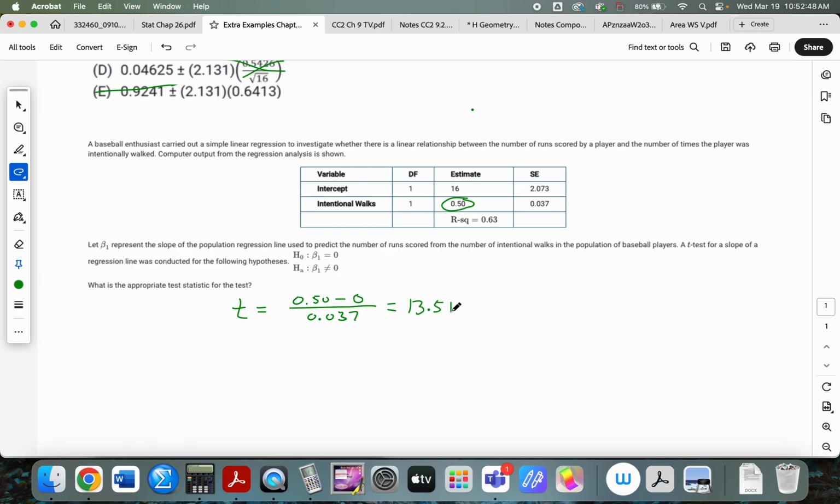That's 13.51. Can you do these problems for an intercept? We typically don't do things for intercepts. In fact, I don't think they ever do. I think it's only slope, mean, proportion, and then chi-square tests.